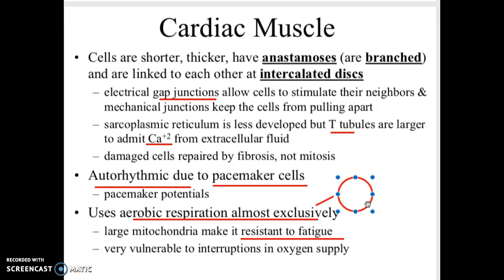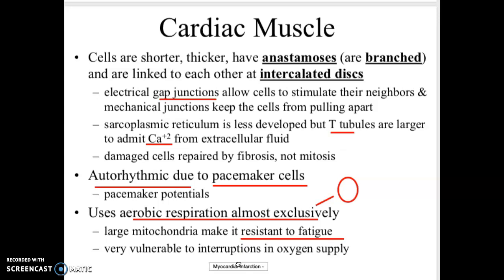Without oxygen, that is what we end up calling a myocardial infarction. So if the muscles are not able to get oxygen, they're not able to make ATP, and then the muscle cells themselves will actually die.